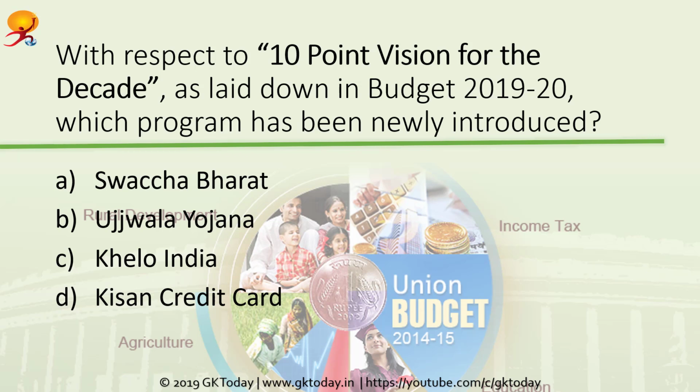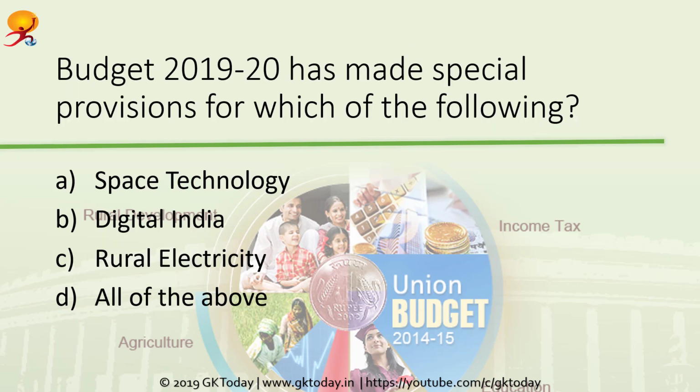With respect to the 10-point vision for the decade as laid down in the Budget 2019-20, which program has been newly introduced? Swachh Bharat, Ujjwala Yojana and Kisan Credit Card are all pre-existing versions, and the newly introduced and emphasized one is Khelo India. Budget 2019-20 has made special provisions for which of the following? Correct answer is all of the above.